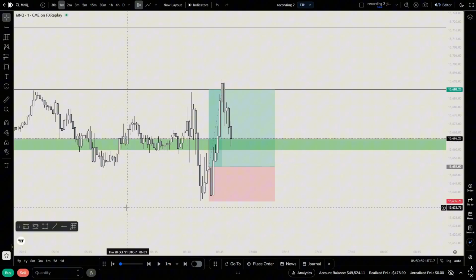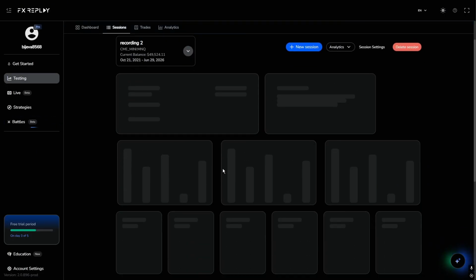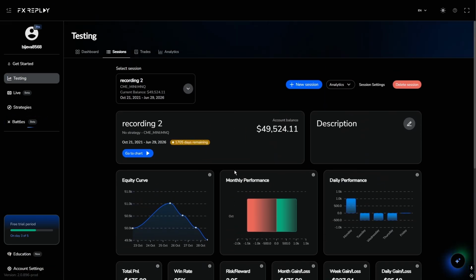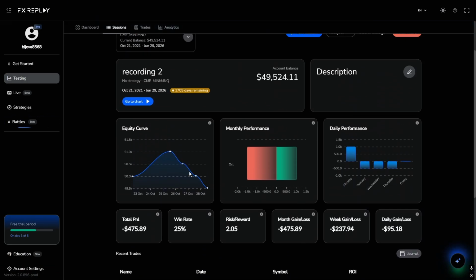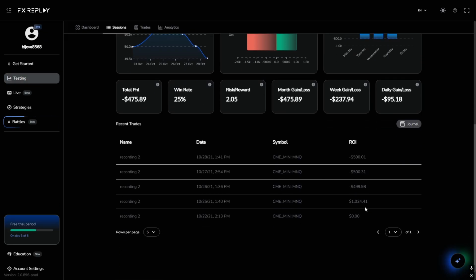But yeah, pretty trash day. We go back to the summary. For today, it was a 25% win rate. Holy trash. We picked up at 51K. And after that, we've lost every single one.